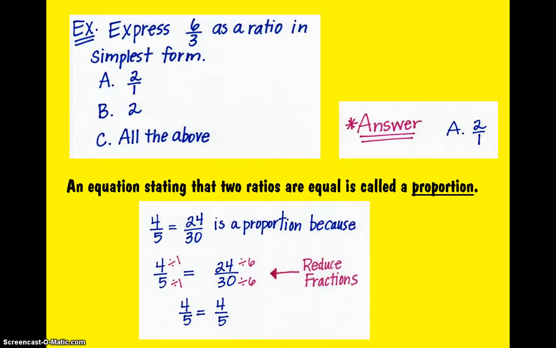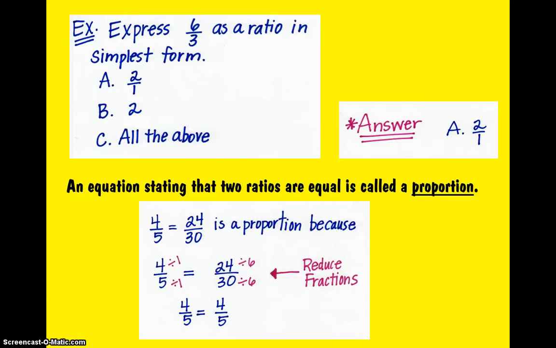B is incorrect because you have to write a ratio in terms of two numbers by division. And 2 over 1, we know that is the same thing as saying 2, but if you just simply wrote a 2, it's not expressed in ratio form. Therefore, that would be incorrect in this example. So A is the right answer.